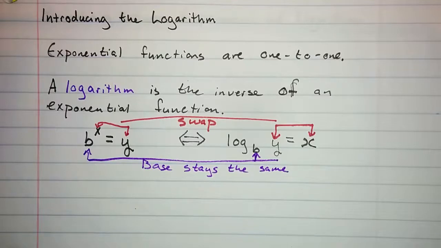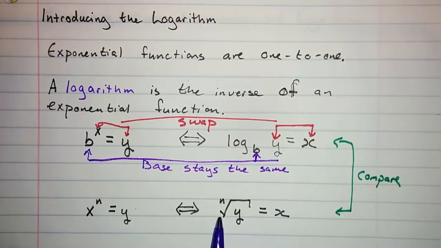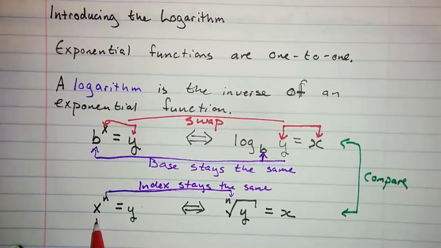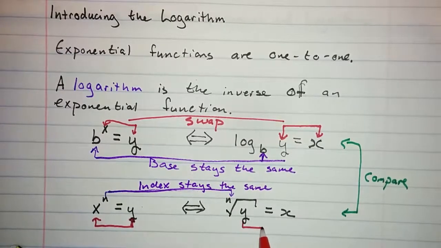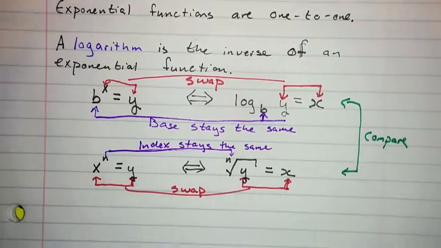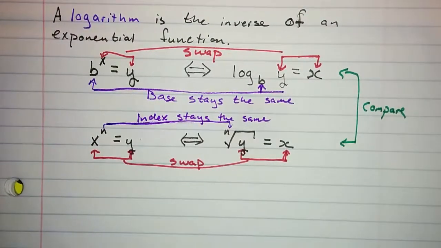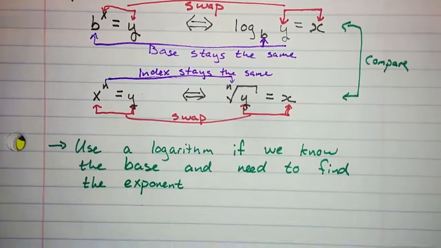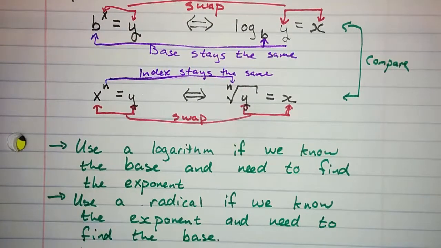Compare that to the way that we defined radicals. We said x is the nth root of y means that x to the n is y. In our definition of radicals, the index stays the same while x and y swap. So that means that we want to use a logarithm if we know the base and we need to find the exponent. Use a radical if we know the exponent and need to find the base.